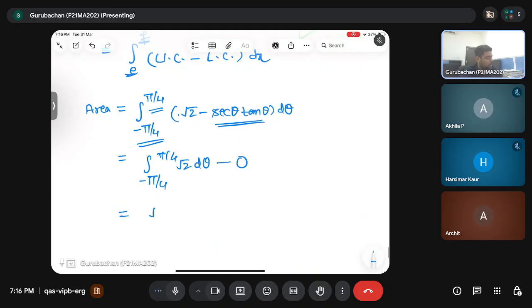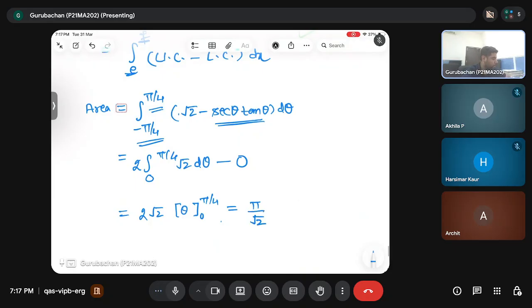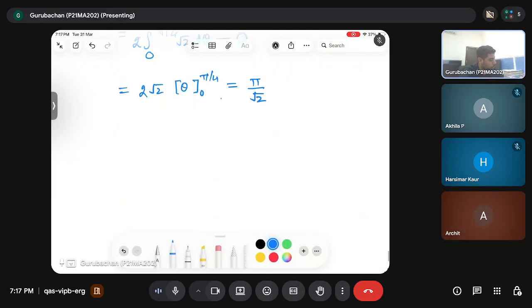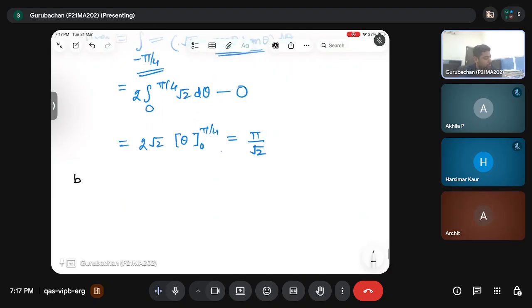So this will give you theta from minus pi by 4 to pi by 4. Or moreover, you may write it like this, since the first one is an even function now. You can write like this, right? Is it clear? Under root 2, 0 to pi by 4. So this will give you pi by under root 2. Clear?